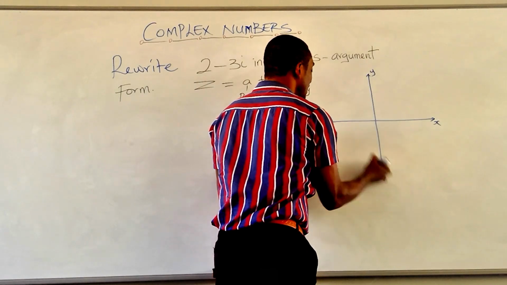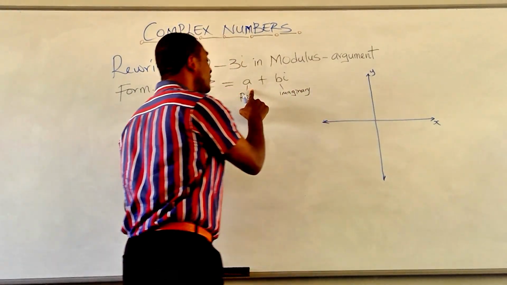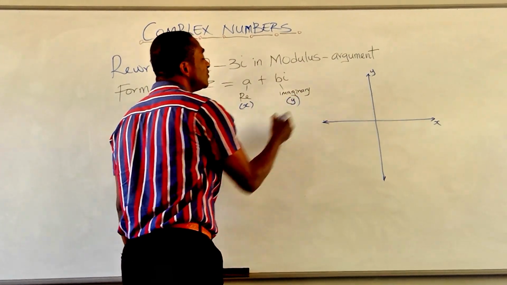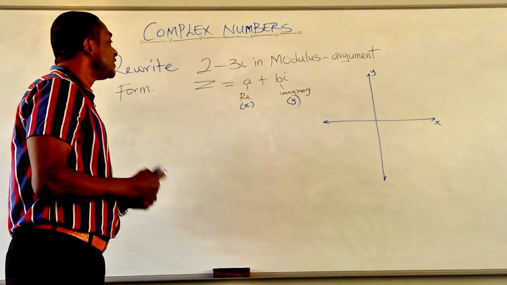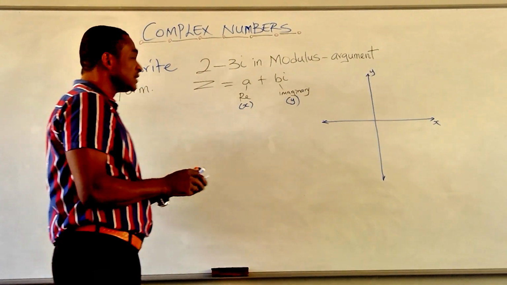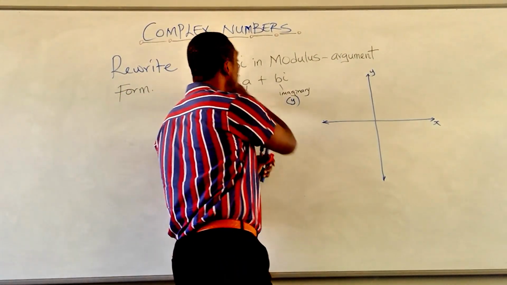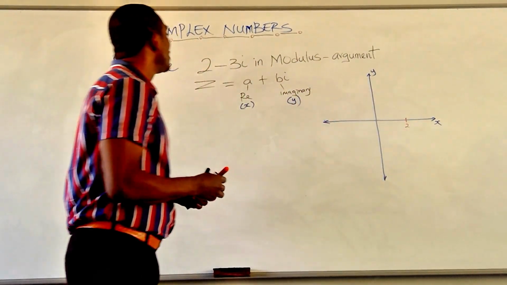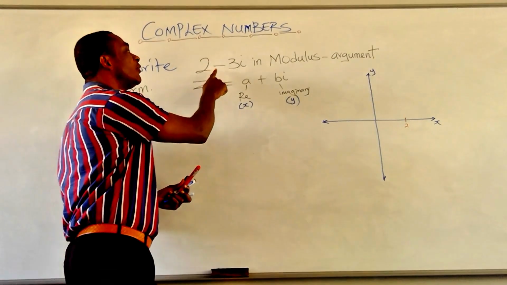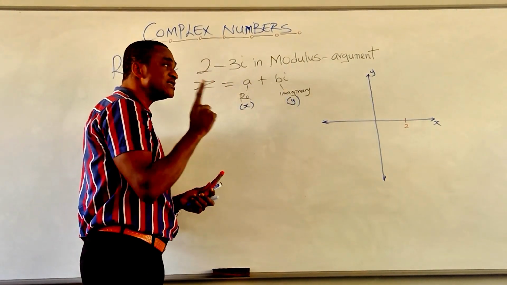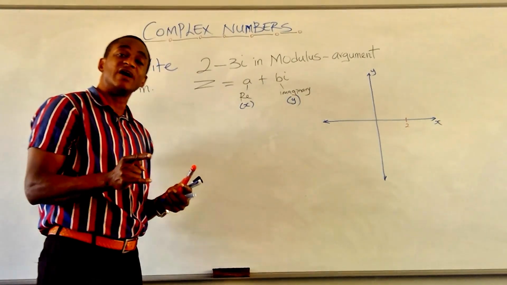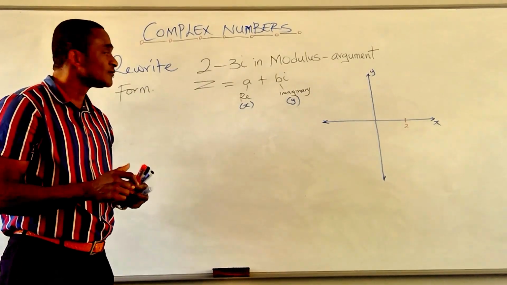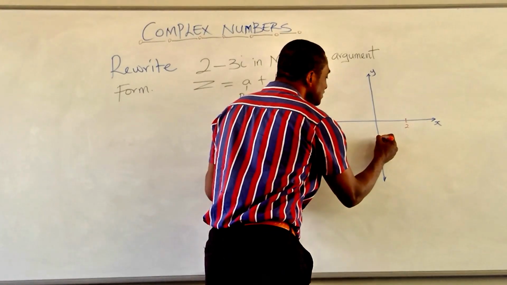let's remember that our real part is always on the x-axis, and our imaginary part is always on the y-axis. Now, from the expression, our real part is telling us that x equals 2, and from our imaginary part, y equals -3. Please make sure that we are using the right value, because the sketch must be in the right quadrant as well.